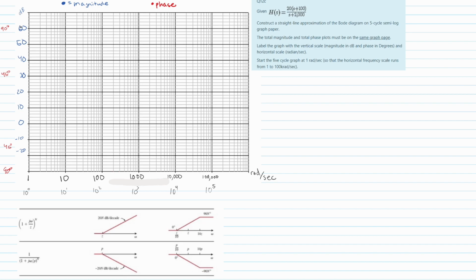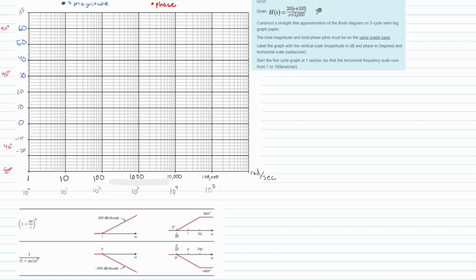Now on the vertical axis, when we're looking at magnitude, I color coded it, so we're doing it in blue. We're looking at decibels. And then phase, I've done in red, and that is degrees. So to start this out, we have the following equation right here. Now we need to convert this so we can see more of what's going on.